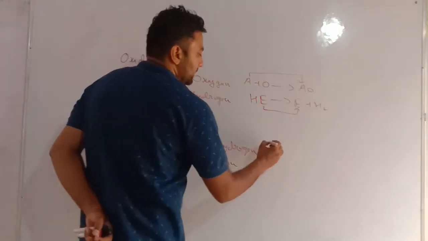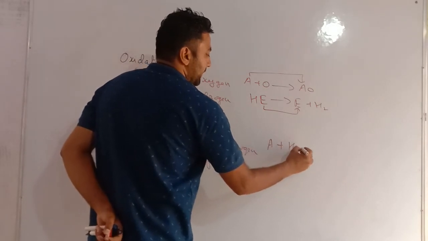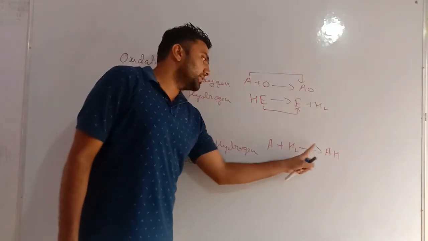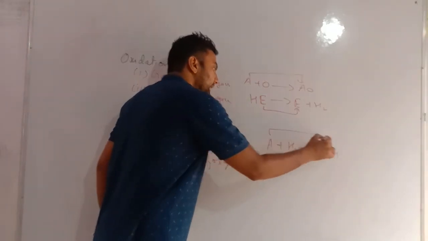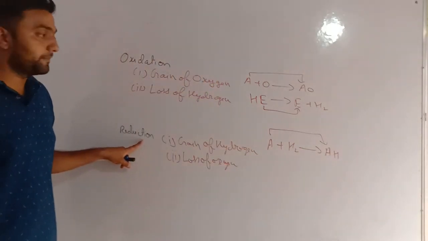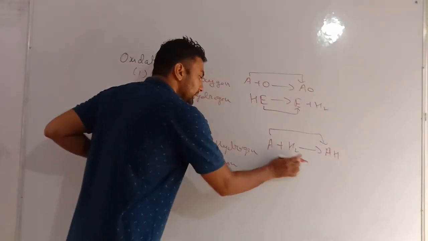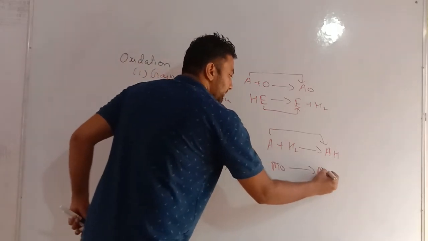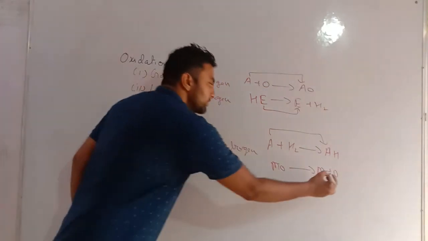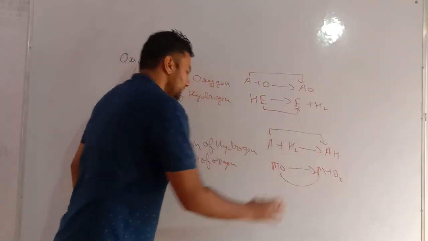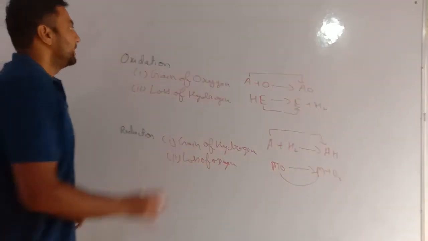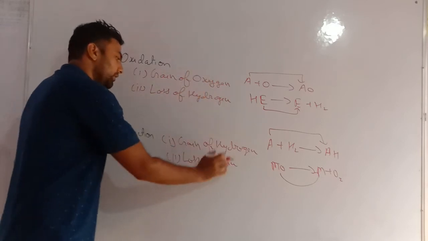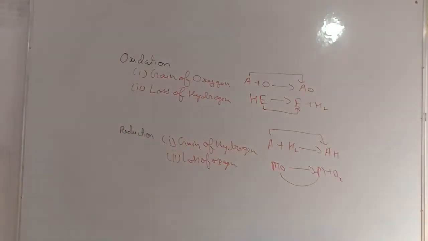See, my dear student, if there is any element A and it reacts with hydrogen to form a compound AH, then A has gained hydrogen, so this is reduction. And if there is any metal oxide and I heat it, I get metal plus oxygen. This metal has lost oxygen, that is loss of oxygen, this is reduction. Gain of oxygen or loss of hydrogen is known as oxidation. Gain of hydrogen or loss of oxygen is known as reduction.